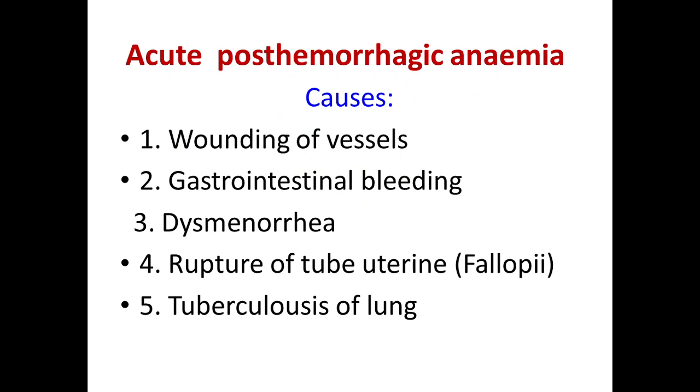First type of anemia, which we will discuss, is post-hemorrhagic anemia. It can be acute and chronic. Acute post-hemorrhagic anemia. The main causes are: wounding of vessels, gastrointestinal bleeding, dysmenorrhea, rupture of uterine tube, and lung tuberculosis.